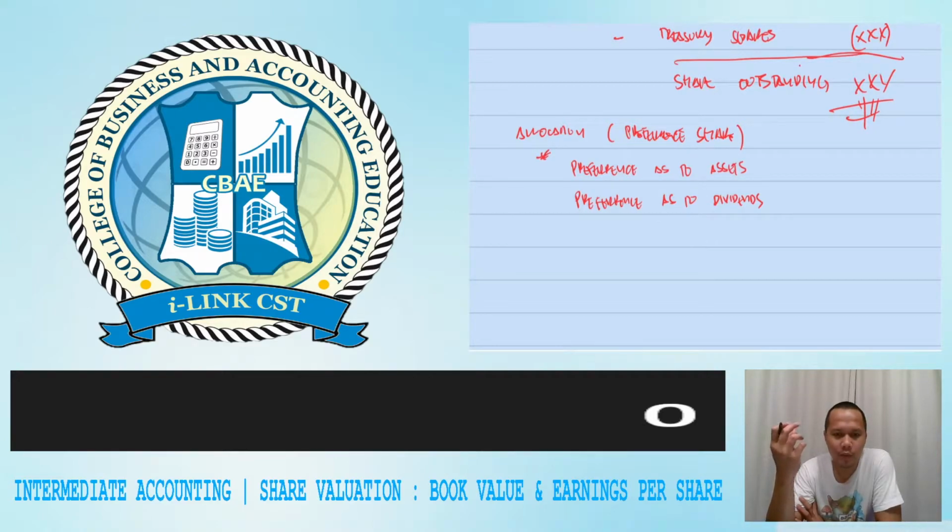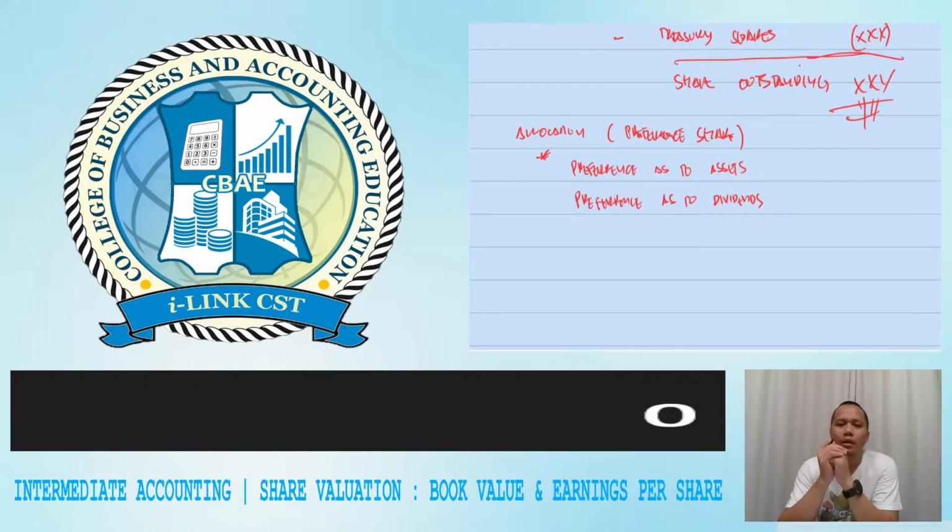The assets of a corporation, kumbaga, dapat unang gamitan ng asset ng corporation after the liabilities has been paid are the dividends owed to the preference stocks or the preference share. Okay? Kuha ninyo yun?